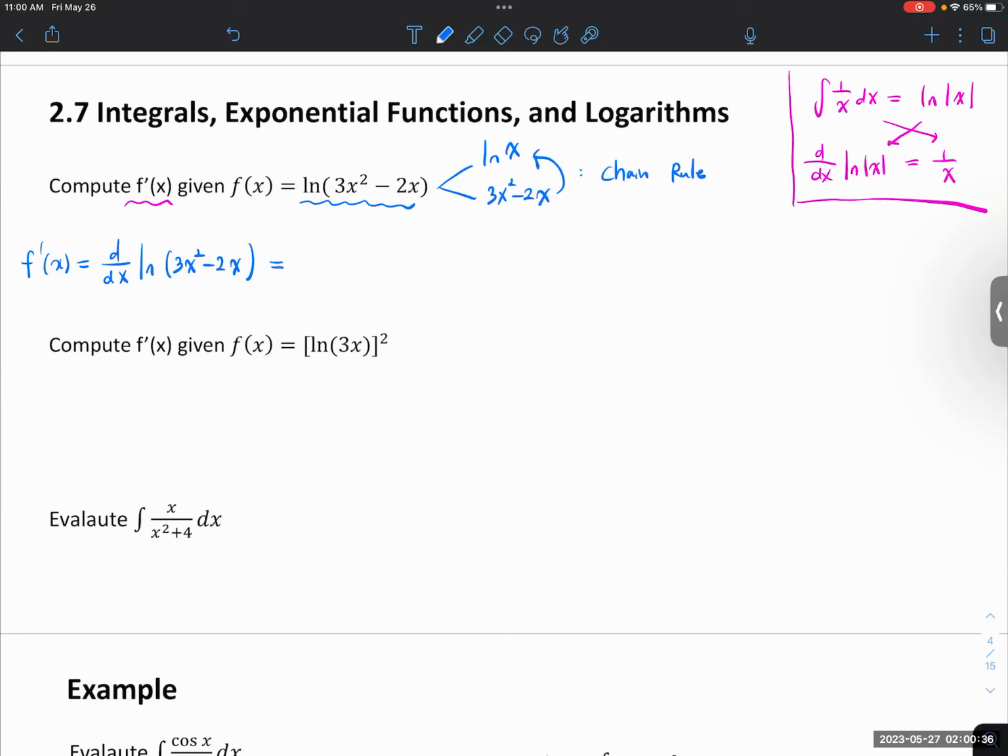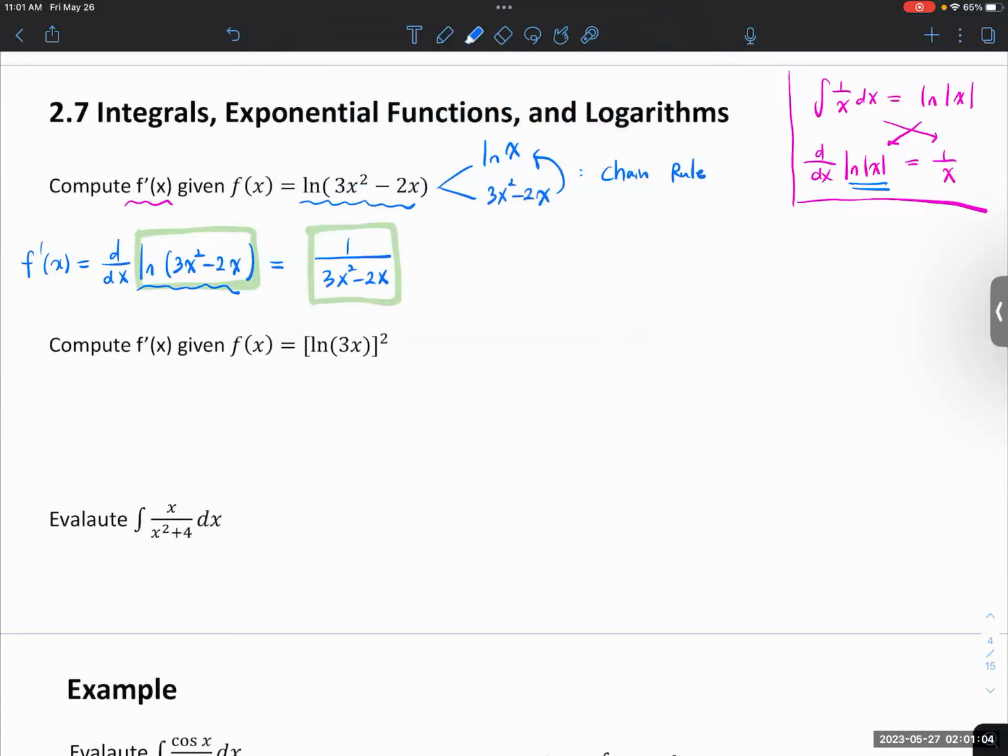So first, ln, take the differentiation of ln, it is going to be 1 over x. You're going to take the derivative. So for ln of 3x² minus 2x, you're going to have a 1 over 3x² minus 2x. This is the outside differentiation.